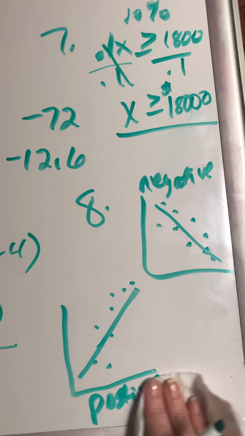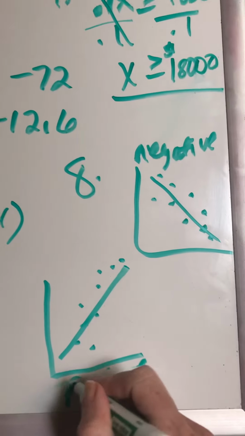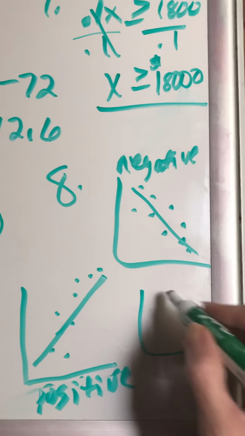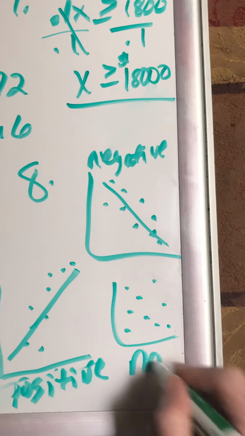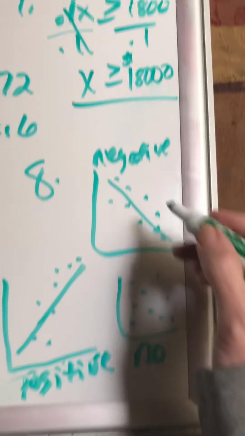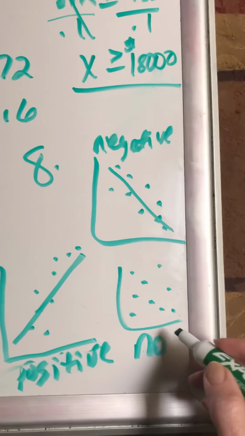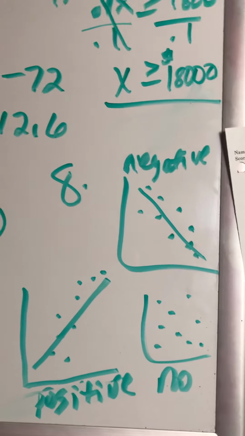Again, sorry, not being able to spell today. It's not good. Positive. And then if they just don't make any sense, if it's just random dots everywhere, this is no correlation, okay? So that's negative correlation, it's falling. This is positive correlation, it's rising, and this is no correlation, it's just really random, okay? So that's number 8. Then on number 9, you had one of these on the last review and last test.